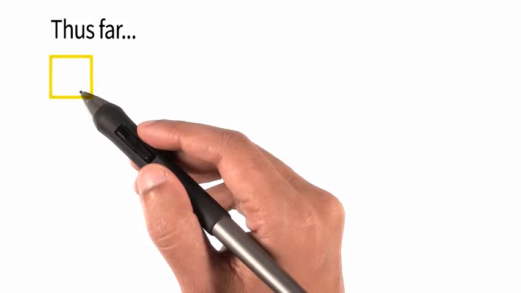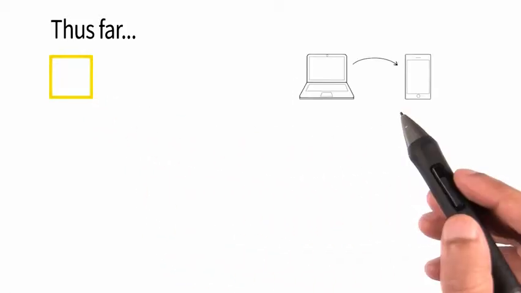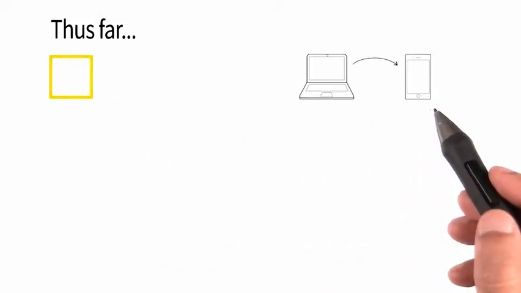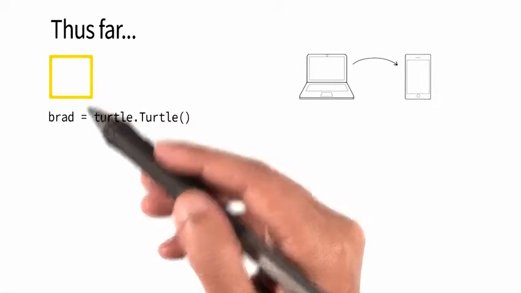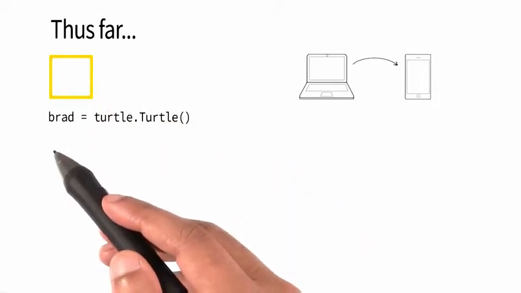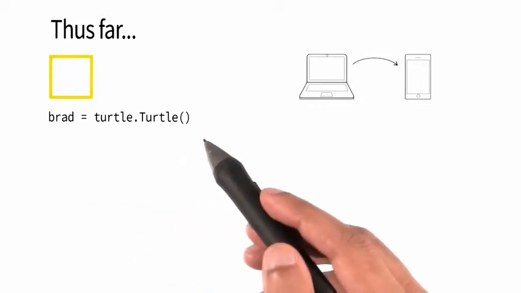So thus far, we have seen two examples with classes. One, when we drew shapes using turtles, and then the other one, when we sent out text messages using Twilio. Now, when we created shapes using turtle, we wrote a line of code that read, Brad is equal to turtle.turtle.